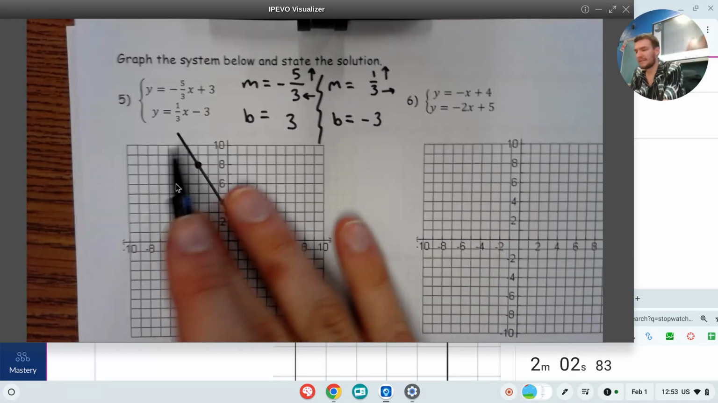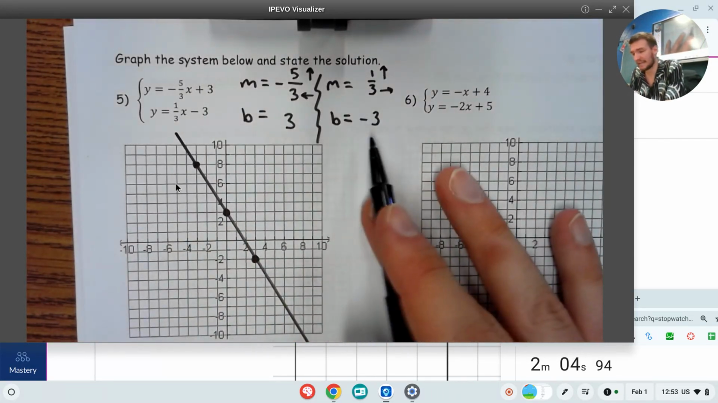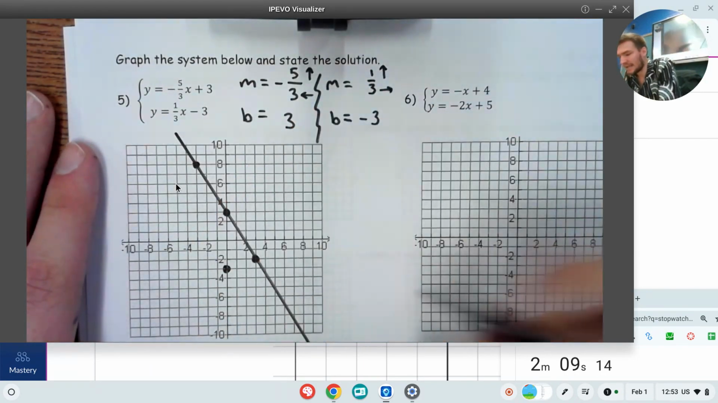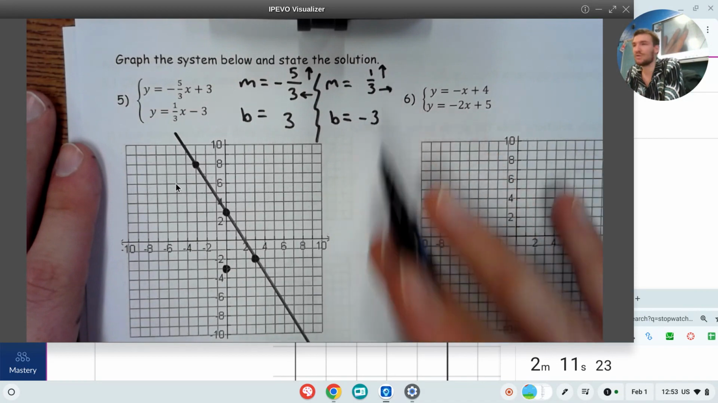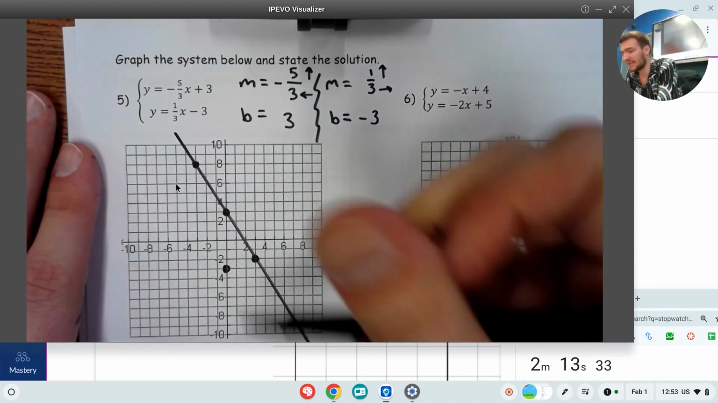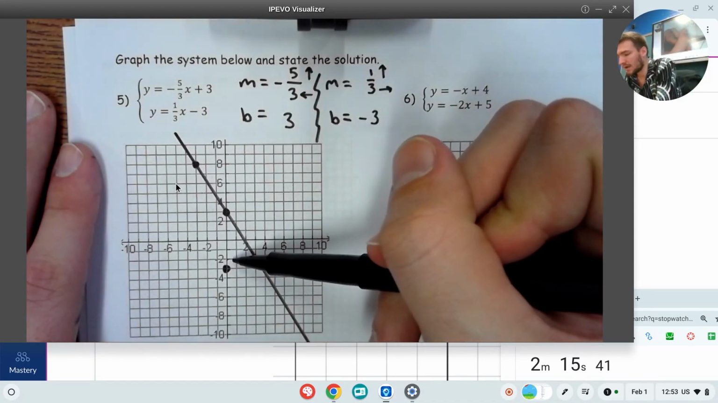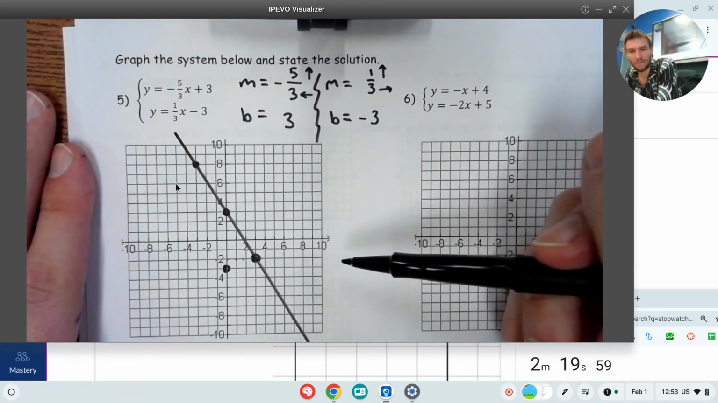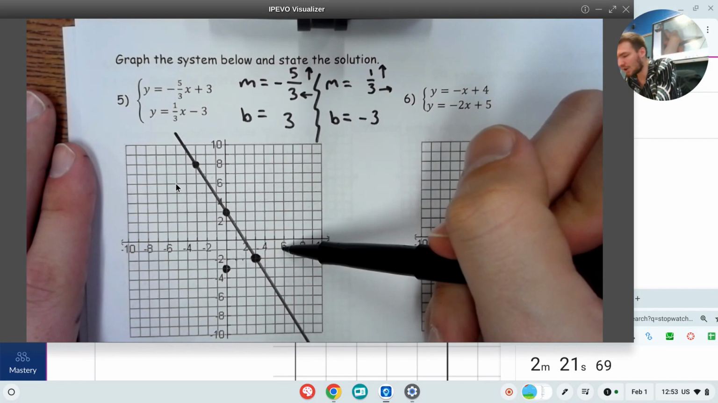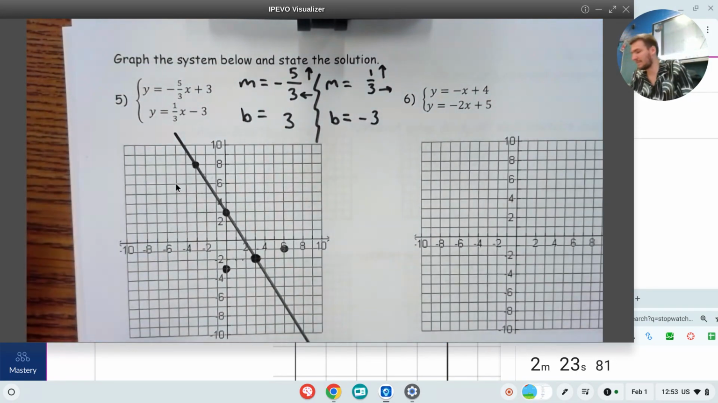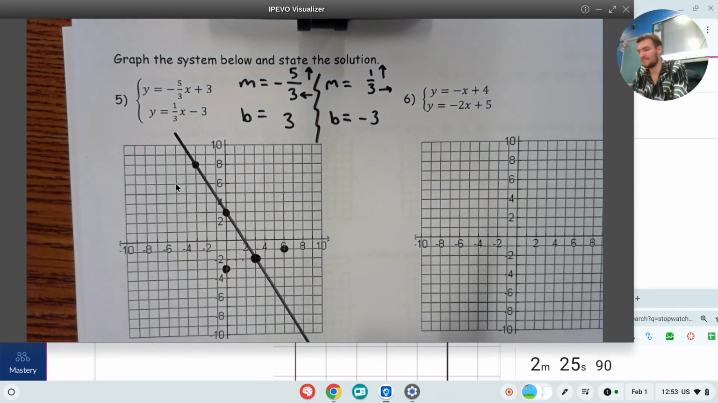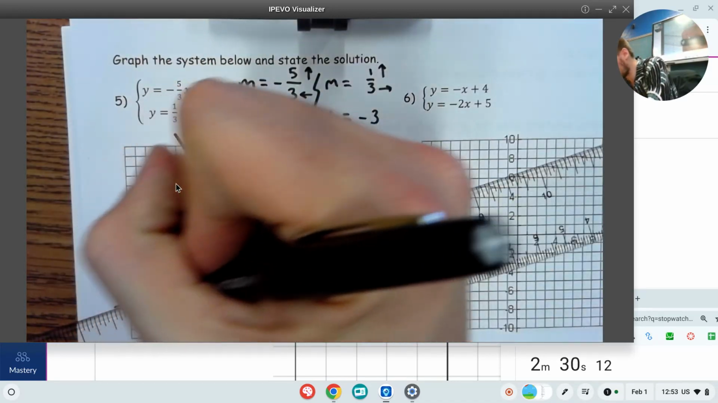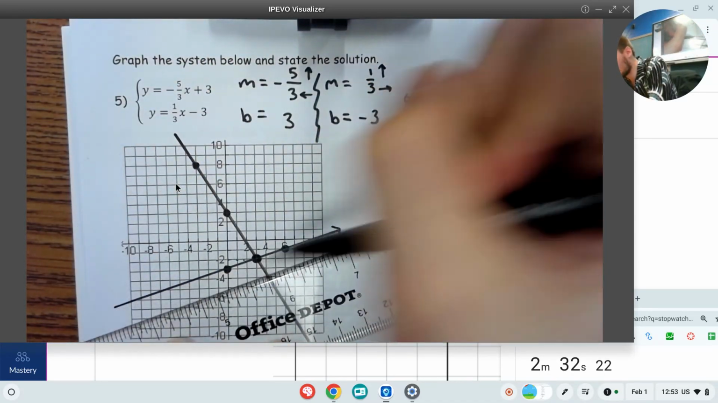Then we have the second line. The second line is negative 3, so I'm going to start at negative 3. This line has 1/3, so I'm going to go up 1 and over 3. Up 1, over 3. And there's our intersection. That's exactly what we're looking for. Up 1, over 3. This is going to be a pretty easy question, right? We have a nice intersection, a nice shared point.